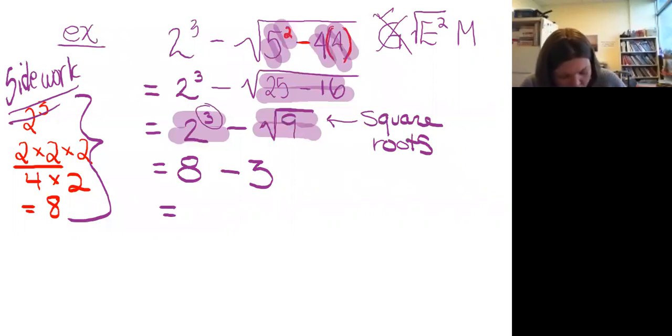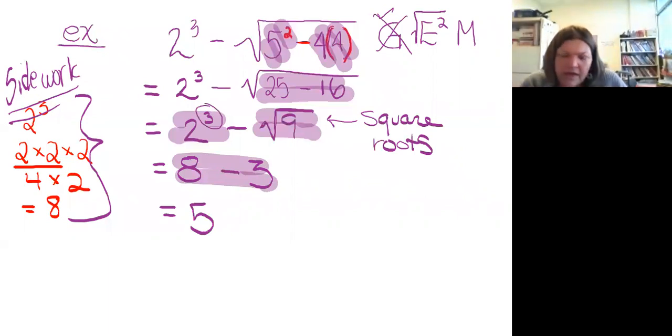Okay, so now, next thing, 8 minus 3, that is the last thing to deal with, easy enough to see. So 8 minus 3 is 5. Okay, brilliant. I think that I'm done with this order of operations.